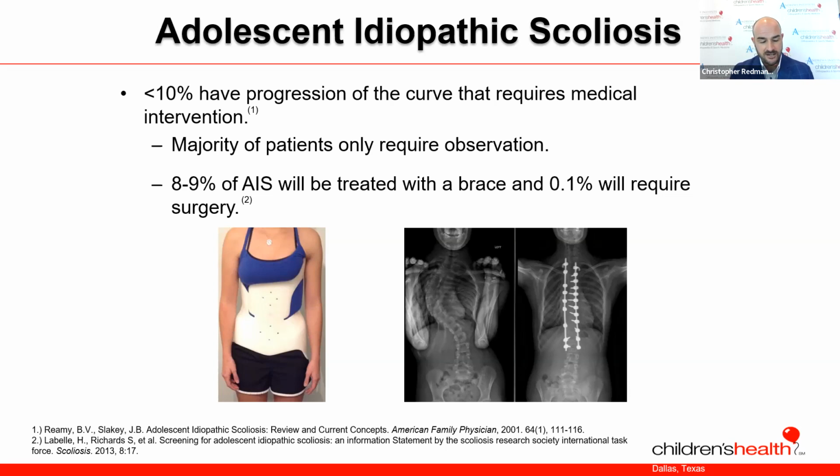Observation is usually indicated in curves less than 20 degrees at any age, and even much larger curves if nearing skeletal maturity, as the ultimate goal, again, is to prevent progression to that 40 to 50 degree curvature that we previously discussed based on the location of the curvature.